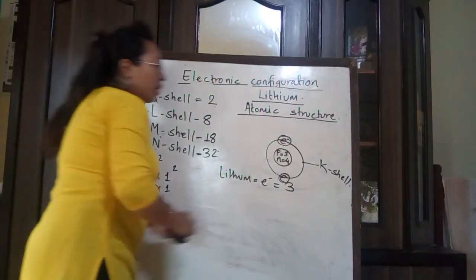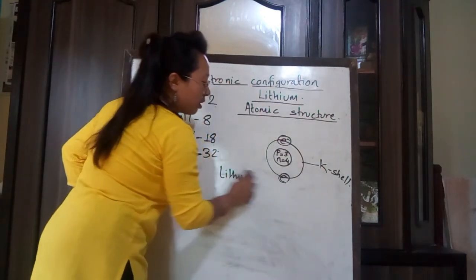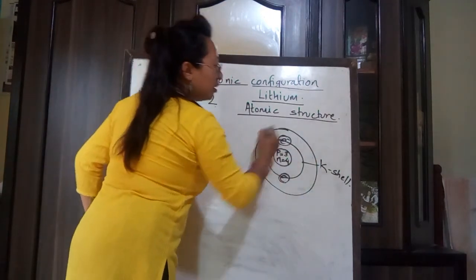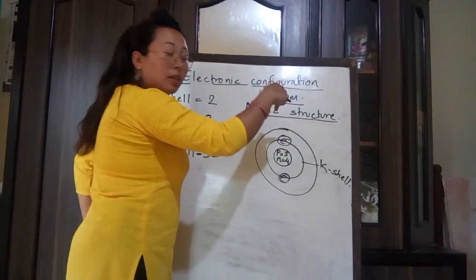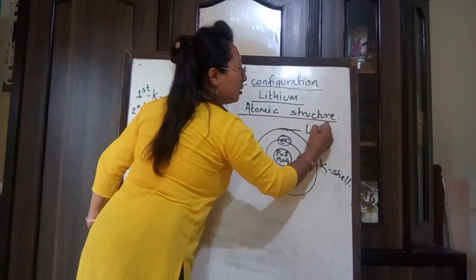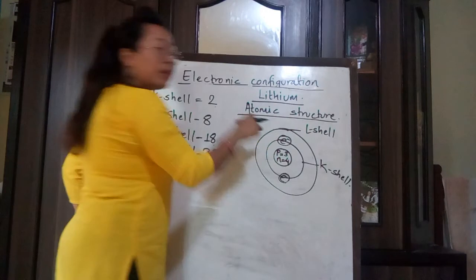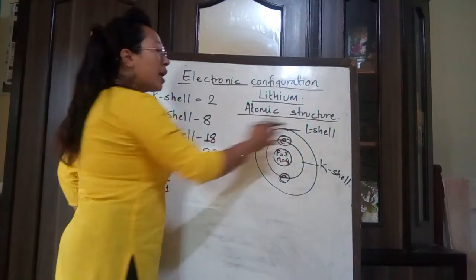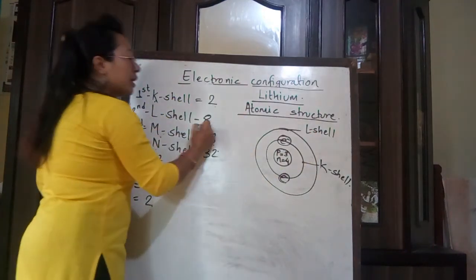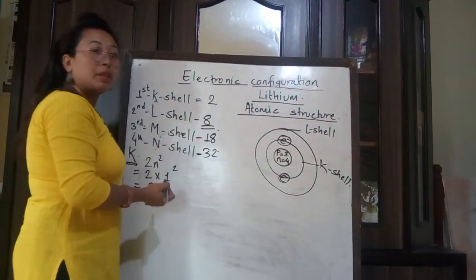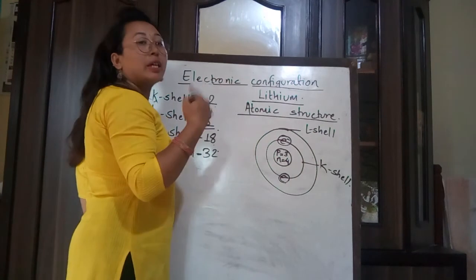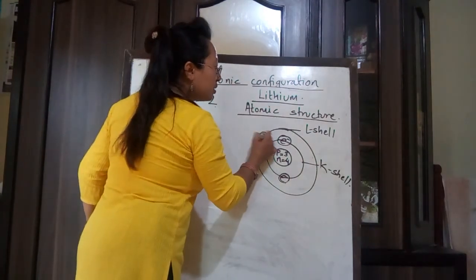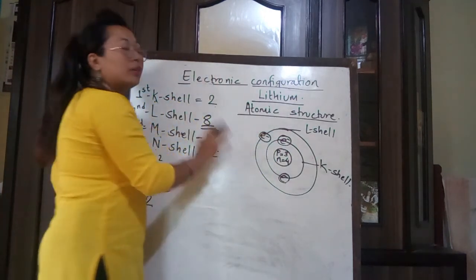So now I have to make another shell as well. After K, the other shell is called the L shell. This is the second shell. And in the second shell, the remaining electron we can fill up. Actually, L shell can hold 8 electrons. But lithium doesn't have extra, it has only 1 electron. So we are just writing only 1 electron over here. It's finished.